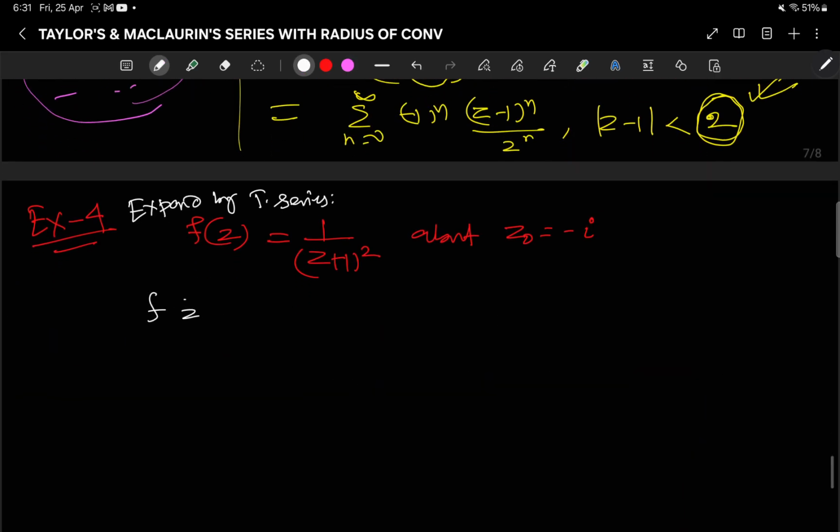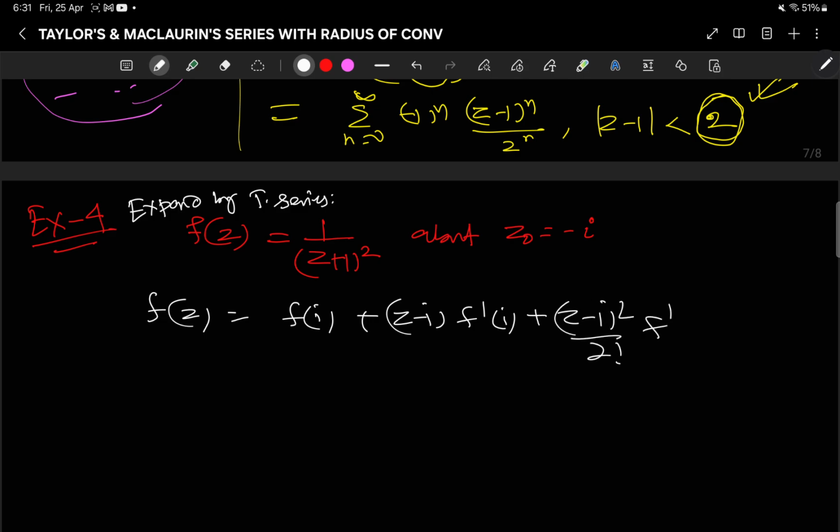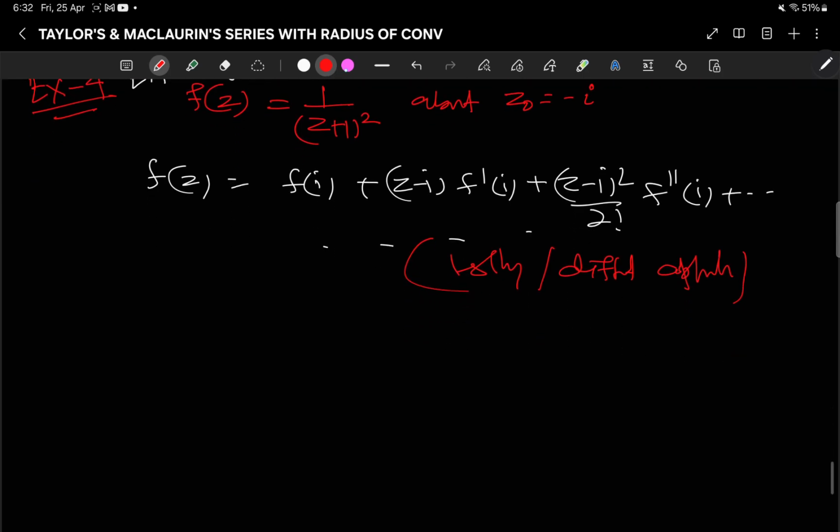Now if you want to find the Taylor series, it is f(i) plus (z minus i) f dash (i) plus (z minus i) whole square by factorial 2 f double dash (i). Okay, you see, it is quite a lengthy and difficult approach, right? But if you remember this series, what do we do? We need the center at minus i. So z minus of minus i, that is z plus i equal to u, just we put. So what are we getting?